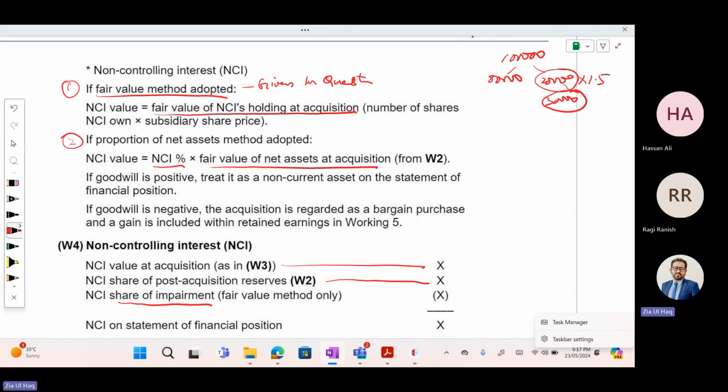Can you understand this? If goodwill is positive, treat it as a non-current asset. If it is negative, the acquisition is regarded as a bargain purchase and the gain is included within group retained earnings.